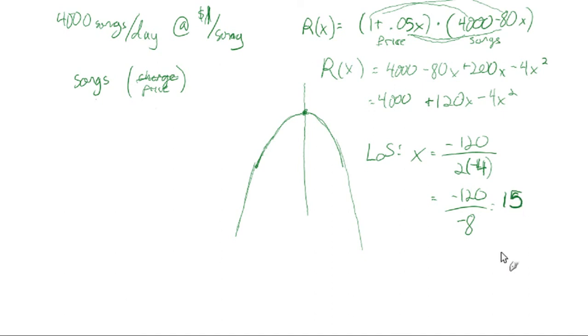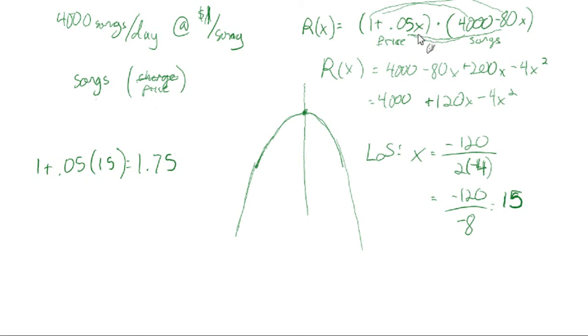Okay. So what is 15? 15 is x. X is the number of 5-cent increases. Okay. So how much should we charge per song? That's the question. We should go up 15 increases of 5 cents. So our cost per song should be 1 plus 0.05 times 15. That would bring it to $1.75. And if we're making $1.75 per song, this is telling us our revenue, how much money we're going to make. We could just put 15 in here.